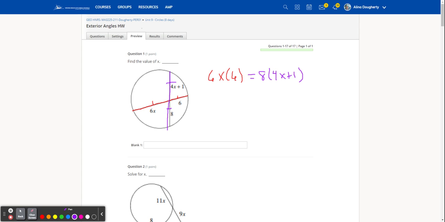So we're on today's homework, exterior angles homework. It's 5:19. So I've got the chat open. If you're at home and you have questions, let's ask them. If you're stuck on something, let's ask.